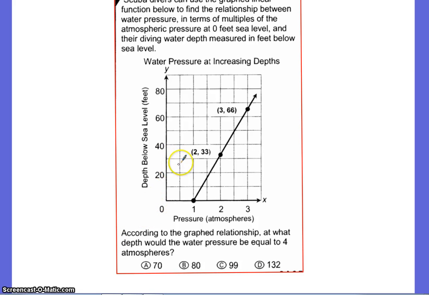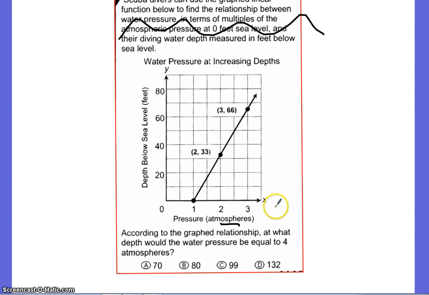All right, scuba divers can use the graphed linear function below to find the relationship between water pressure in terms of multiples of the atmospheric pressure at 0 feet sea level and their diving water depth. Okay, remember, you don't even have to read that, so don't get caught up in all those words. Look at your graph, read the question. According to the graphed relationship, at what depth would the water pressure be equal to 4 atmospheres?